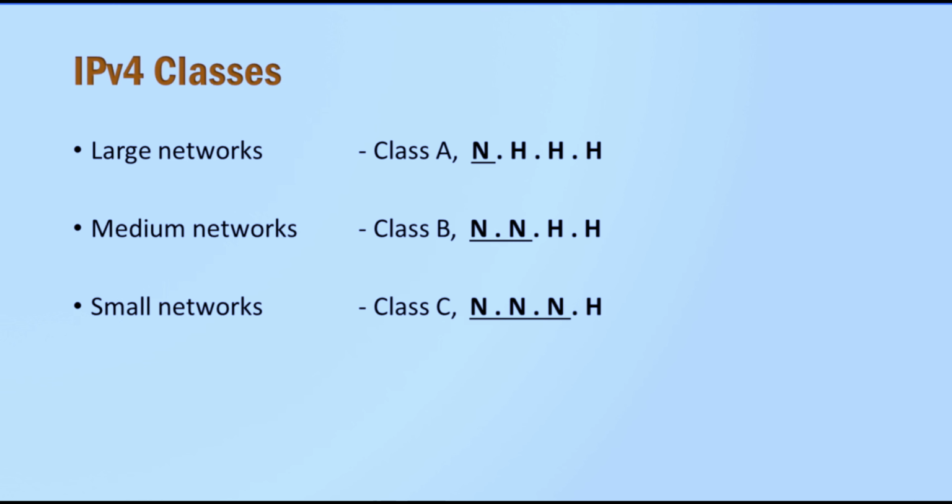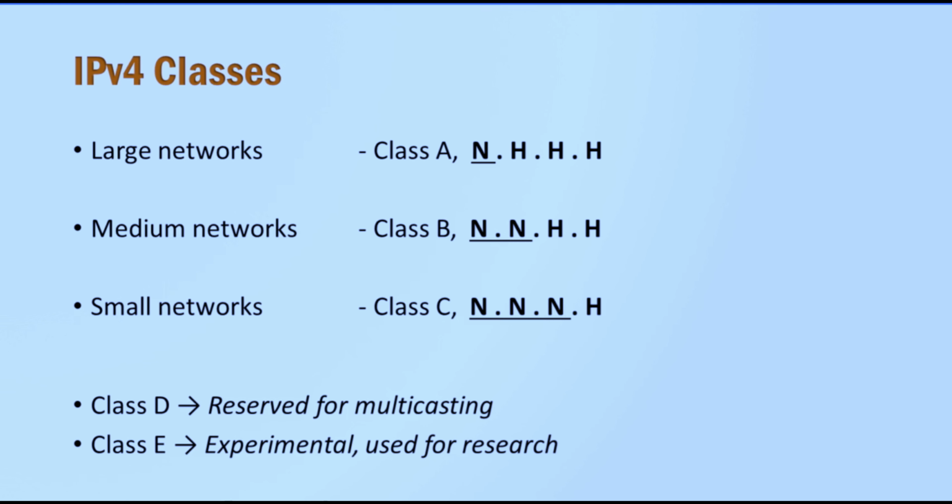So one Class C network can only have 256 different IP addresses in one subnet. Now, one more thing, there are actually 2 additional classes, D and E. D is reserved for multicasting and E is experimental and is used for research and documentation. Now let's look at some examples.